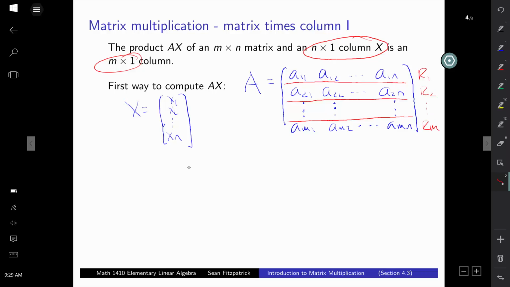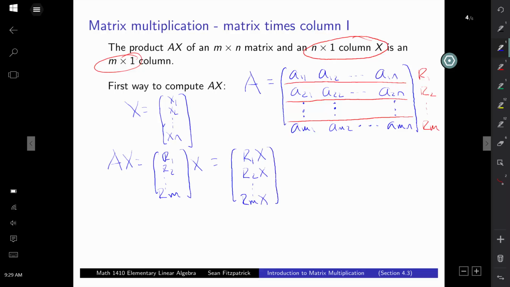And so what I do is I say, okay, A times X, I'm going to think of that as row 1, row 2, down to row m times X, and the result is going to be an m by 1 column vector where the first entry is the dot product of row 1 with X, the second entry is the dot product of row 2 with X, and so on down to the last entry, which is the dot product of the last row times X.